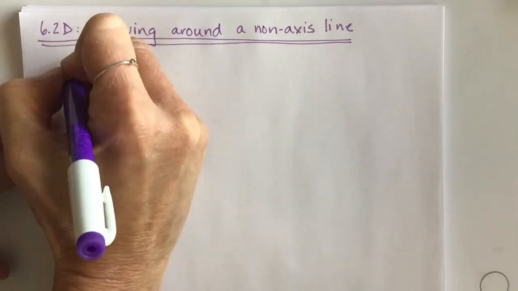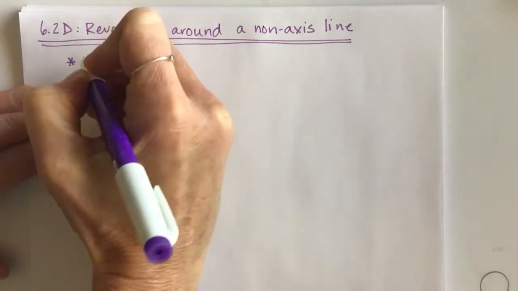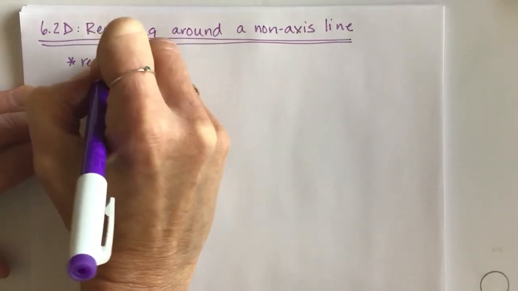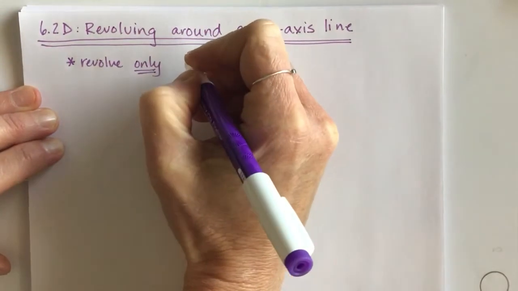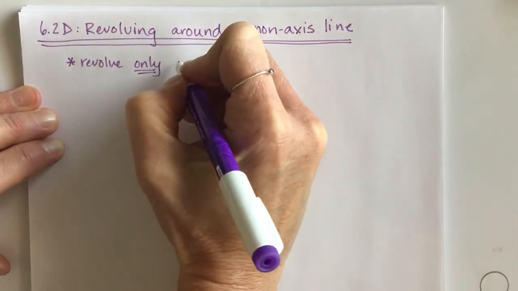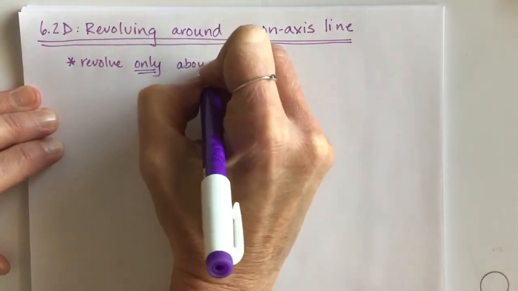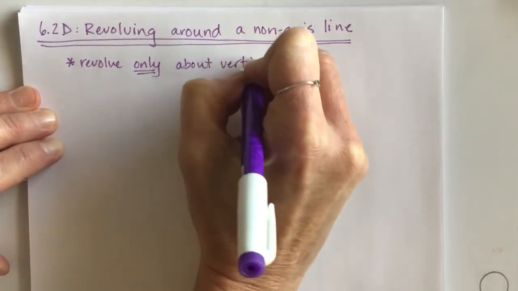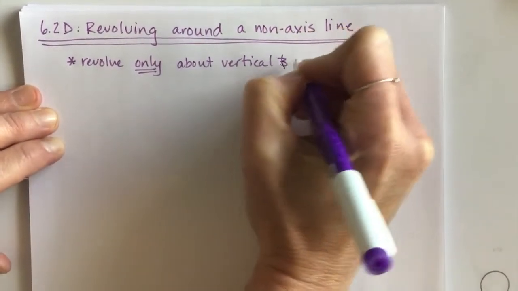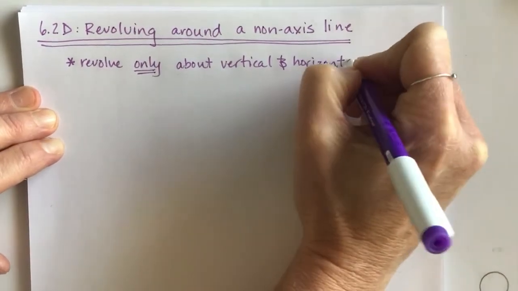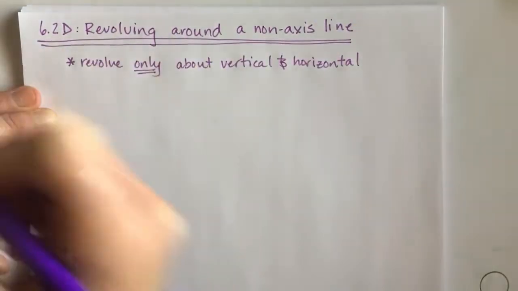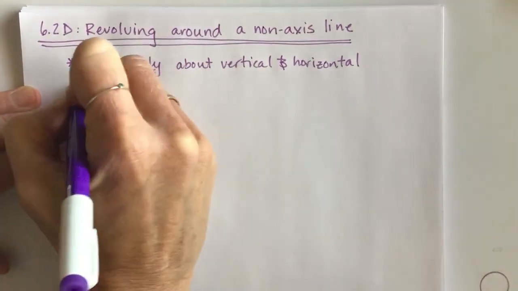Good thing though, one thing to note, we revolve only about vertical and horizontal lines. So we don't have to worry about some sort of odd skew lines like y equals x or anything like that.